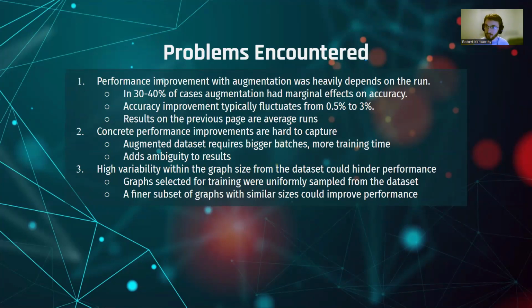There's also high variability within the data set in terms of graph size, and this could hinder our performance since it's such a small sample. And so a finer subset of those graphs could give us better performance since it sort of narrows down the problem and could give us a better idea of whether this is working concretely.